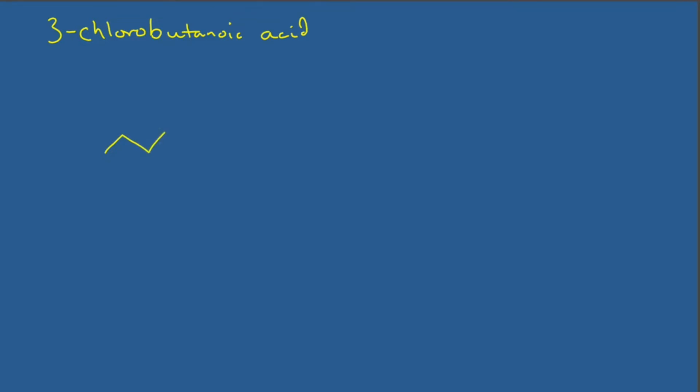There we go. And we're going to have a carboxylic acid group. So for it to have a carboxylic acid group, we've got a carbonyl carbon like that, and we're going to have an OH like that. So that's the butanoic acid bit done.